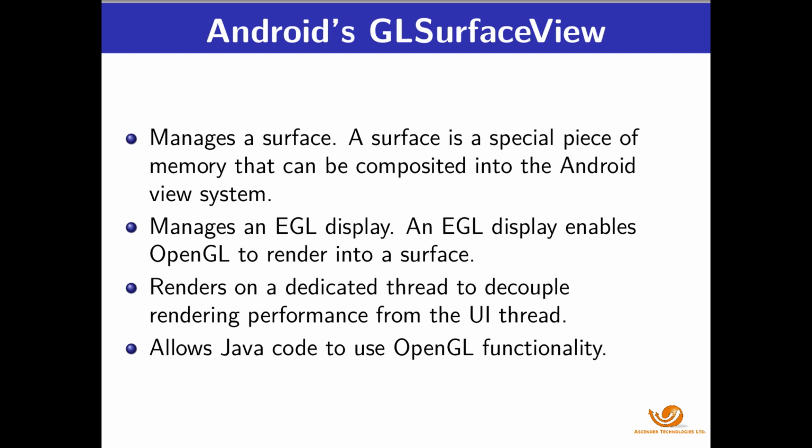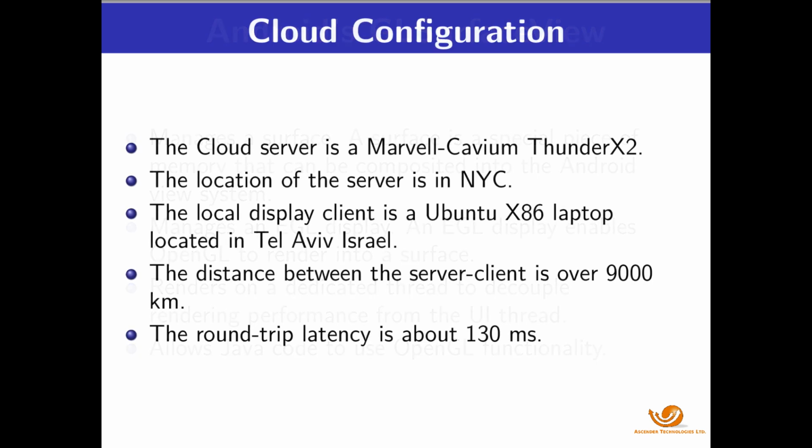A GL surface view provides the following features. Manages a surface, which is a special piece of memory that can be composited into the Android view system. Manages an EGL display, which enables OpenGL to render into a surface. Accepts a user-provided renderer object that does the actual rendering. Renders on a dedicated thread to decouple rendering performance from the UI thread. Supports both on-demand and continuous rendering.